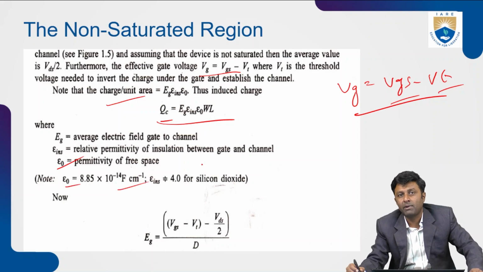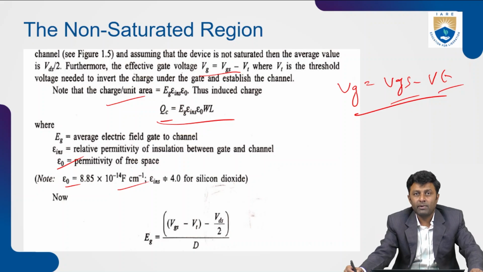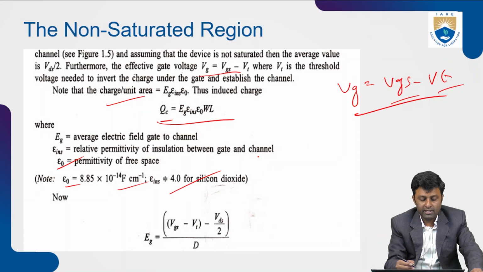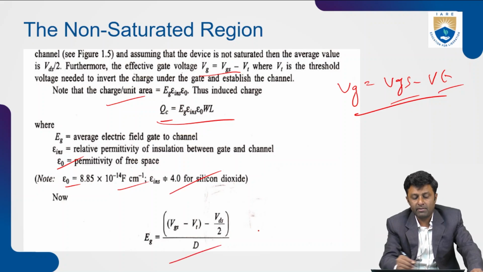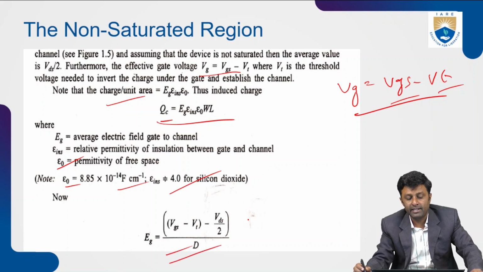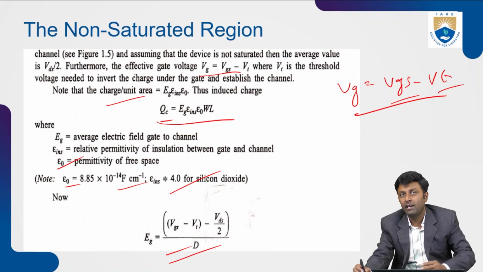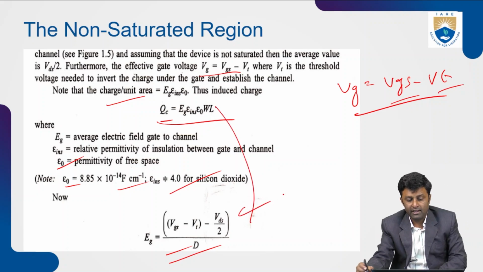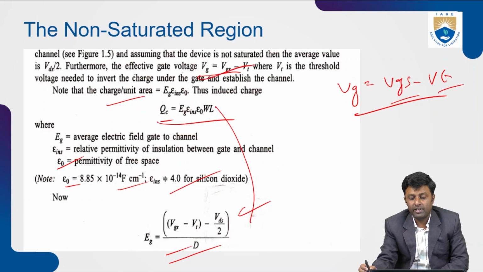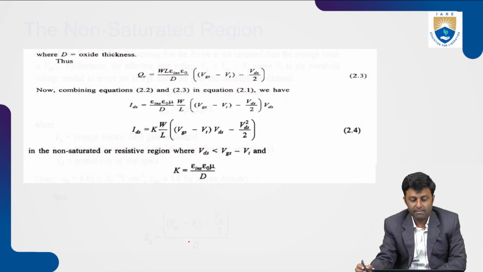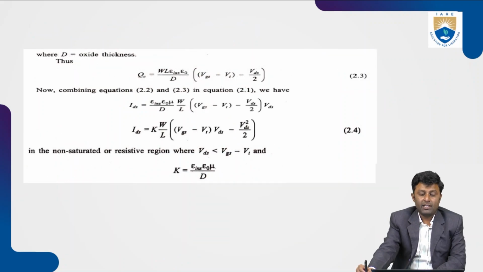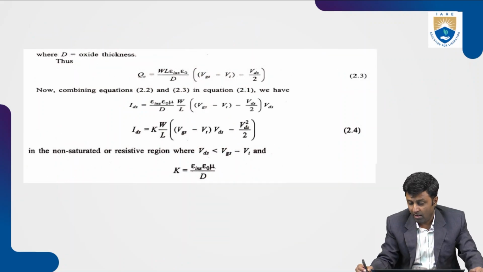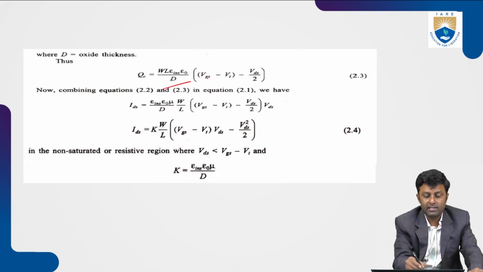Epsilon naught is 8.85 into 10 to the power minus 14 farad per centimeter, and these are constants. From this equation we can easily write Eg, the electric field generated in the non-saturation region. If we substitute Vg equal to Vgs minus Vt, we get this equation. Then, if D is the oxide thickness, we can solve this equation.